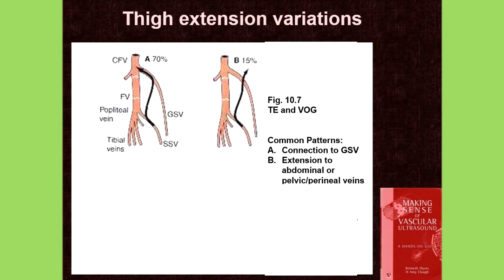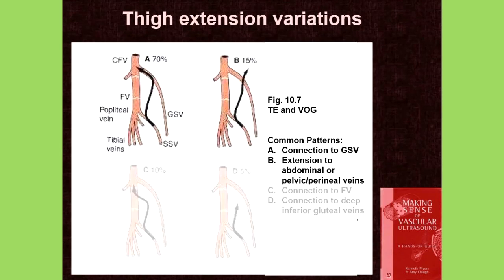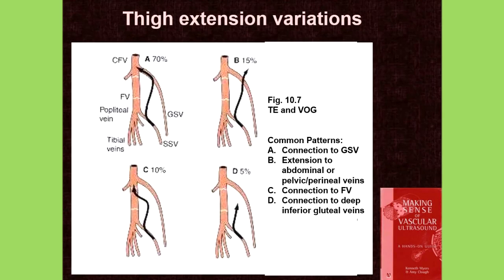Thigh extension variations, as I said, this is a very common situation. Most of the time that thigh extension goes up into the great saphenous vein as the vein of Giacomini. If it doesn't join the great saphenous vein, it is a thigh extension or cranial extension of the small saphenous vein. It can also enter the common femoral or femoral vein up higher, or perforator into the thigh or gluteal veins.